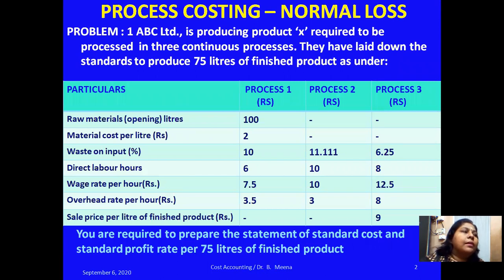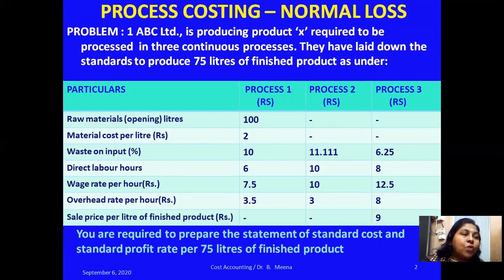Look at the problem. ABC Limited is producing product X, required to be processed in 3 continuous processes. They have laid down the standards to produce 75 liters of finished product as under. So the output for the final process is how many liters? 75 liters. And this problem has 3 processes. And look at the information. Raw materials opening in liters. How much is given? 100 for process 1. So this is the input for process 1.